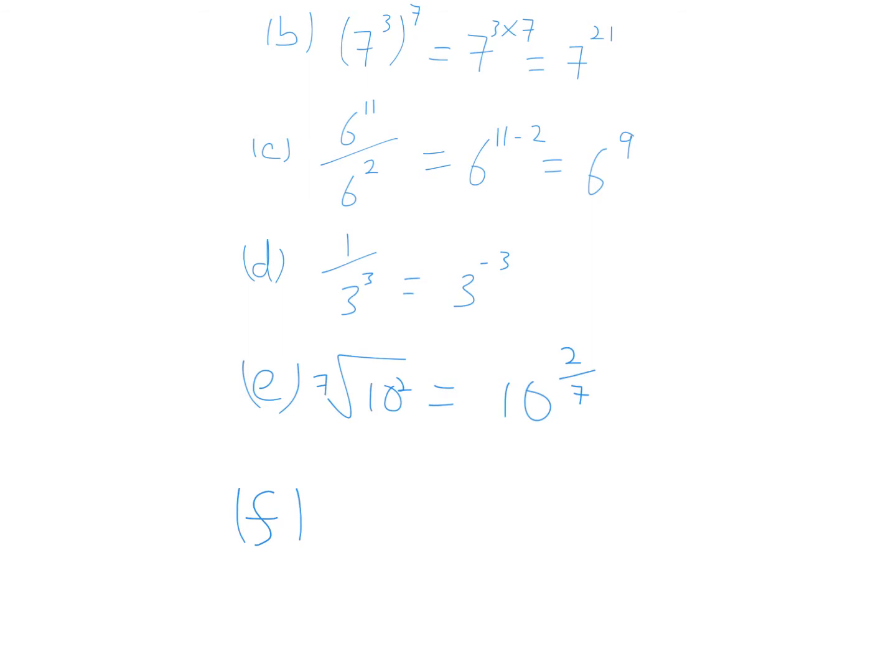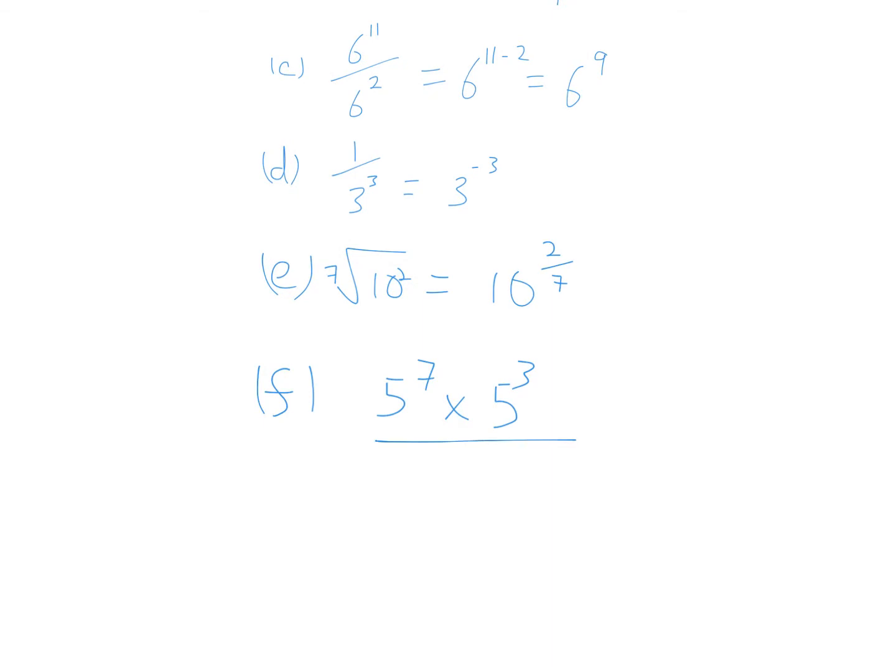So next up we have our first question that combines a couple of index laws. We have 5 to the power of 7 multiplied by 5 to the power of 3, divided by 5 to the power of 2 multiplied by 5 to the power of 2 again. Now let's set to work, like I said, by simplifying the top and then simplifying the bottom. All of our numbers have a base 5, so it means we can use any of our index laws.